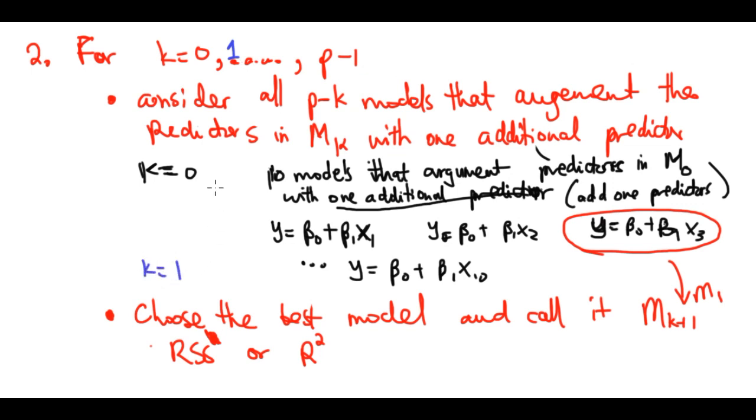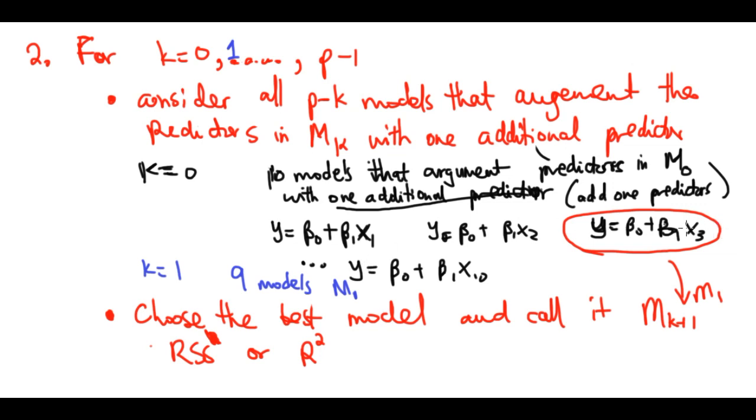It then says, consider all, what was our p again? Our p was 10. So we're going to consider all 10 minus 1, 9 models now, that augment the predictors in Mk. What is our k now? M1. So that augments M1. M1 is the model that came from the previous run of the for loop, the one that we chose as our M1. So we are going to augment that M1 with one additional predictor.